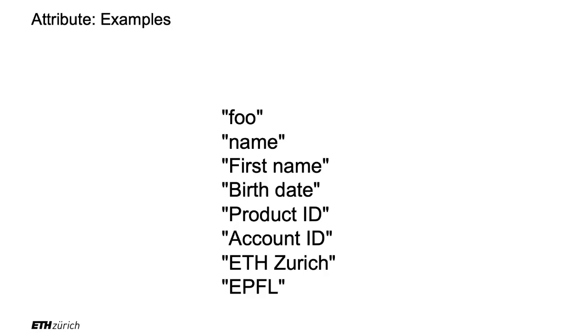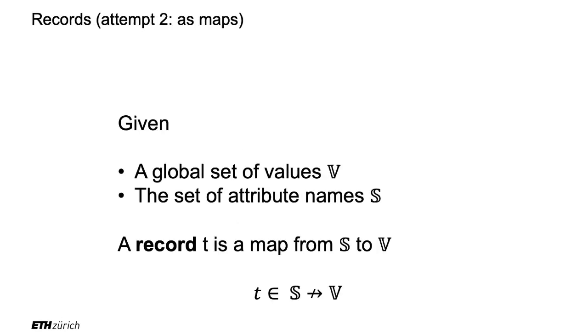Okay. So full name, first name, birth date, product ID, account ID, ETH Zurich, EPFL. So any string can be an attribute. But now, of course, they don't all make sense, right? Those that make sense here would be name, first name, birth date, product ID, account ID. These make sense as column names, right? ETH Zurich, EPFL, no, that would be strange. These are not column names. These are actual values that you put in there. But when you define it, you just say, okay, an attribute is a string. You can call it whatever you want, right? And then as a human, of course, you want to take those that actually make sense as headers. All right. So these are examples.